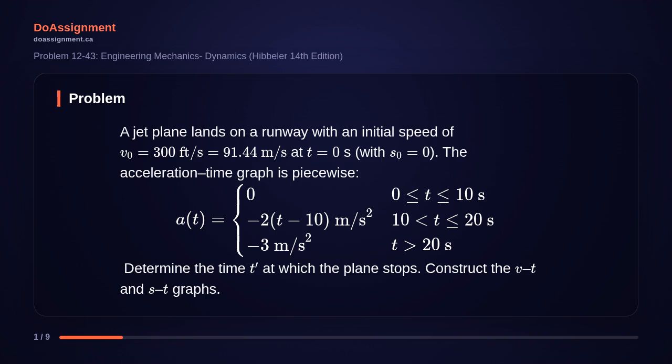From 0 to 10 seconds, acceleration equals 0. From 10 to 20 seconds, acceleration equals -2 times the quantity t minus 10 in meters per second squared, ramping linearly from 0 down to -20 meters per second squared. For times greater than 20 seconds, acceleration is constant at -3 meters per second squared. Determine the time t prime at which the plane comes to a stop and construct the velocity versus time and position versus time graphs. Now let us work through the solution step by step.